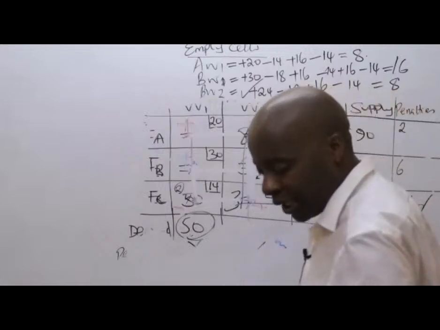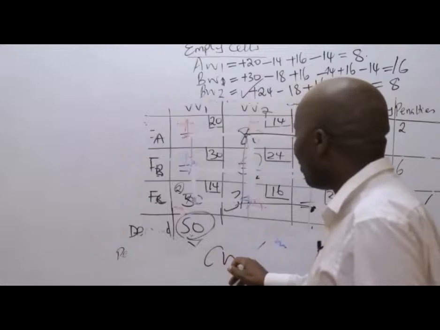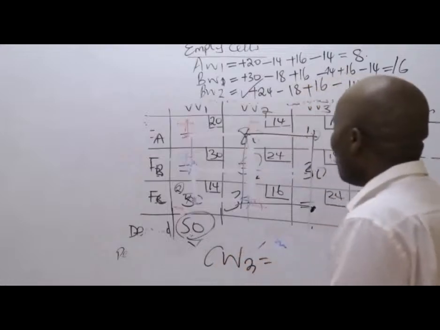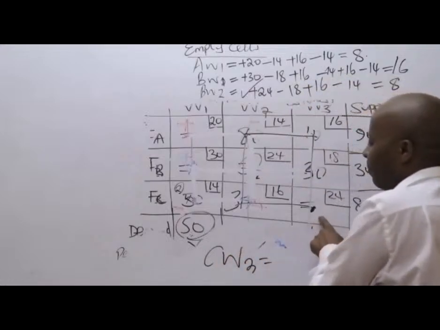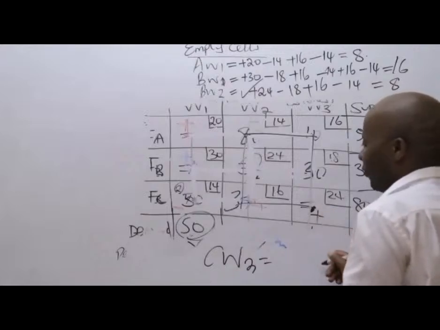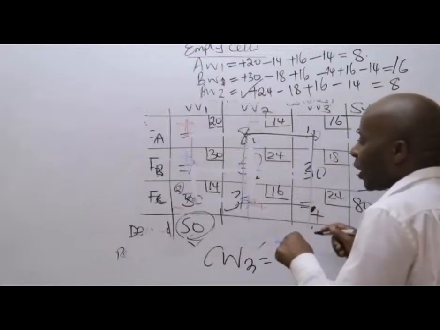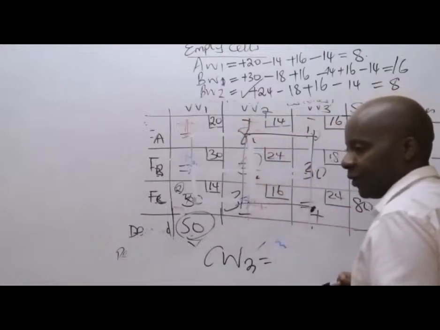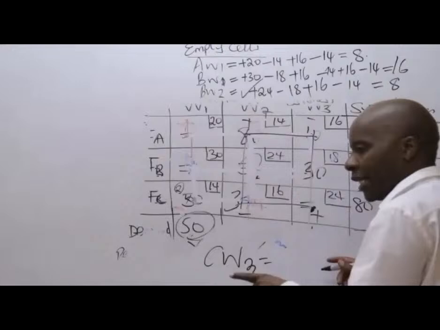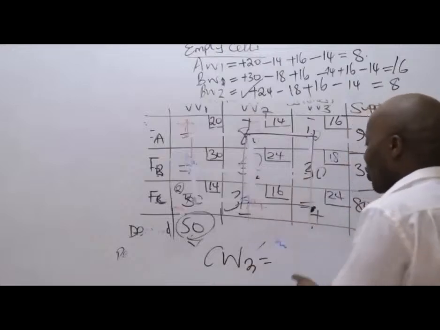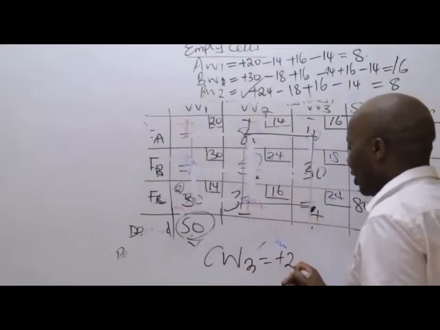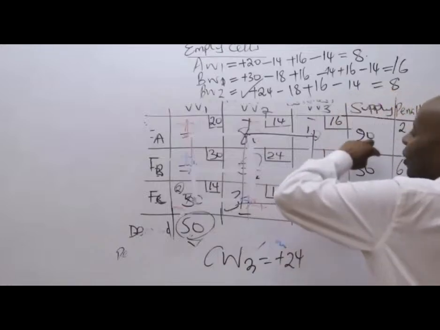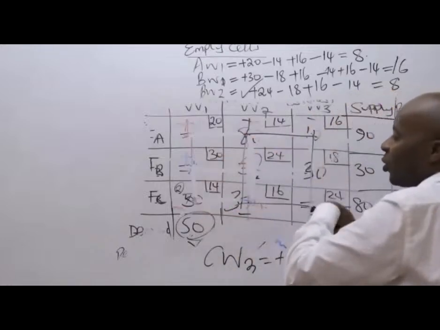So CW3, what do we have here? We start from our empty cell. Our empty cell here has to be positive. Remember, we keep on changing as per the corners. So this will be negative, this will be positive, this will be negative. The corners, we have only 4 corners and therefore 4 signs. So we have here positive 24. Even if you move clockwise or anti-clockwise, you'll get the same answers.